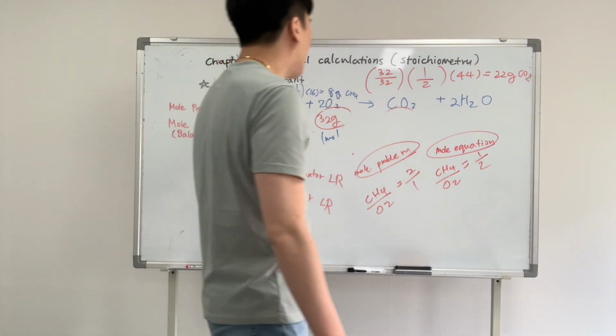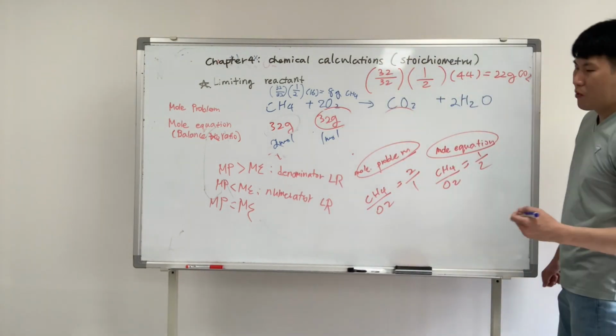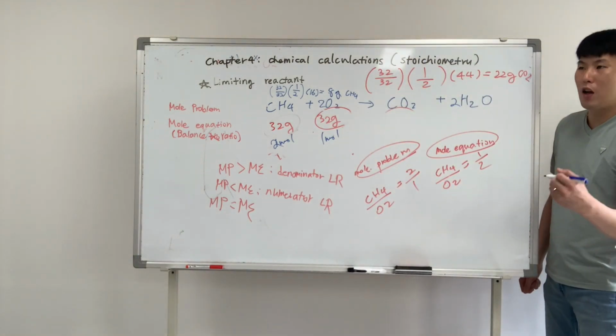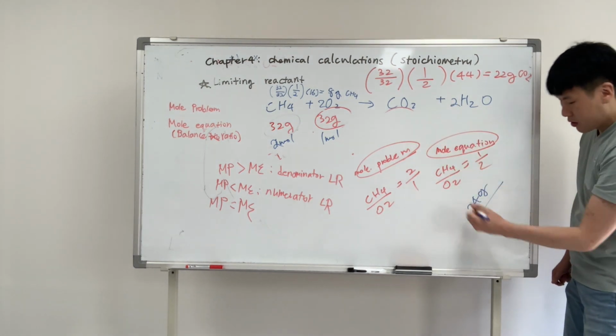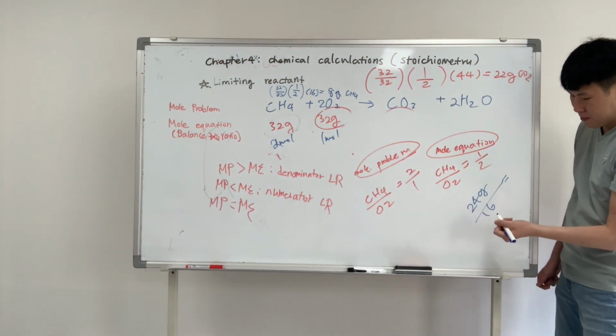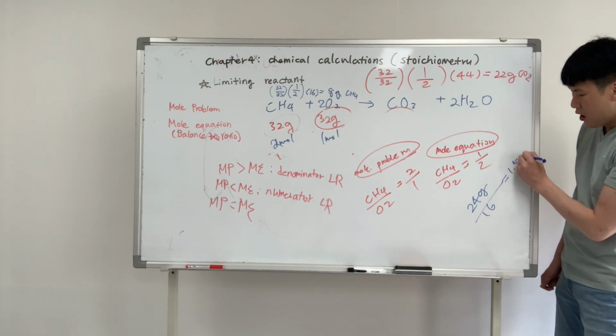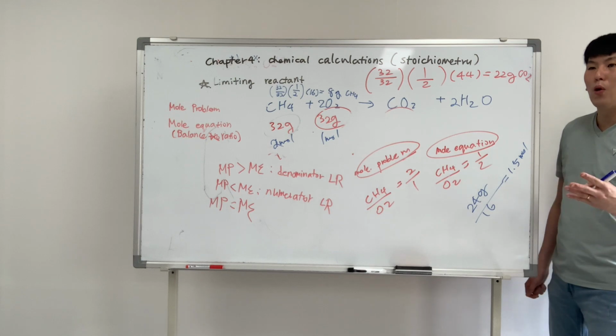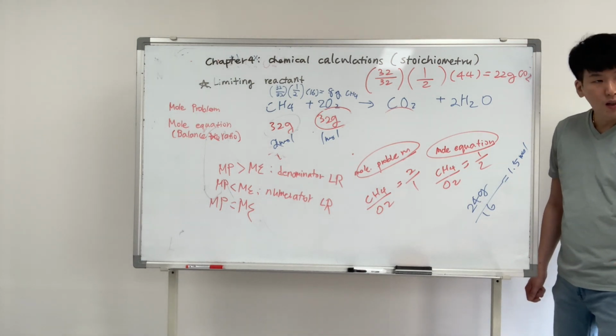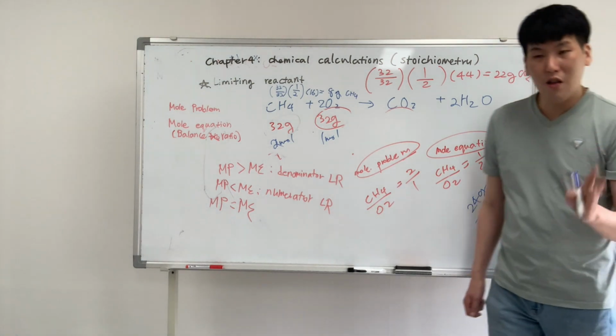That's 24 grams left. If the question says, please calculate the amount left over in moles, you simply do 24 grams left over, molar mass of CH4 is 16. That means 1.5 mole is left, or 0.5 mole is used. Clear? Let me show you another example.